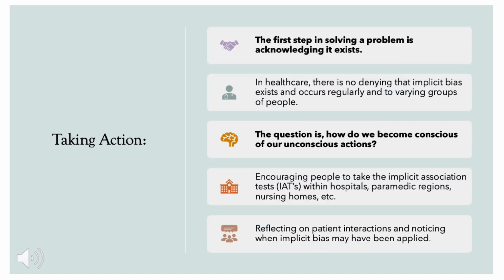The first step in solving a problem is acknowledging it exists. In healthcare, there's no denying that implicit bias exists and occurs regularly and to varying groups of people. The question is, how do we become conscious of our unconscious actions? Encouraging people to take the implicit association test within hospitals, paramedic regions, and nursing homes will aid in everyone being aware of the biases that they are not currently aware exist within them.